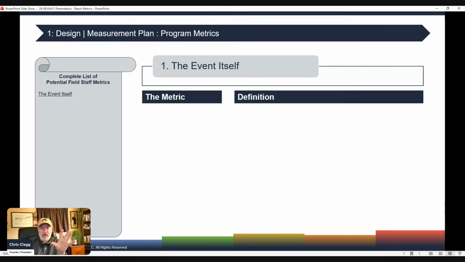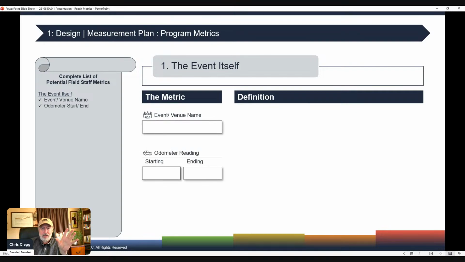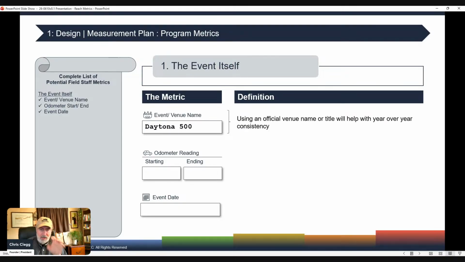So I want to share what those metrics are as well. Now, the first one is the event itself, and there's 3 key metrics that I want you to be able to record for those events. The first is the venue you were at, like Daytona 500. It would be the actual name of the venue you were at.